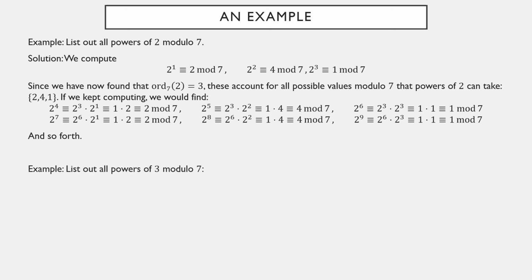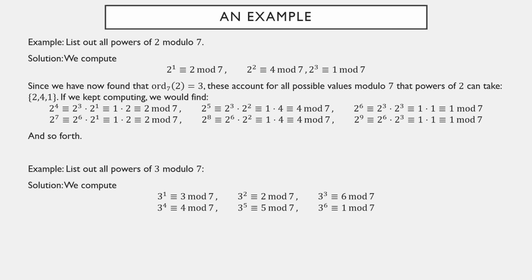Another example, let's list out all powers of 3 mod 7. 3 to the first is 3, 3 squared is 9, which is equivalent to 2. 3 cubed, I just have to take 3 squared and multiply it by 3, so 2 times 3 is 6. 3 to the 4th will be 6 times 3. That's 18, which modulo 7 is 4. 3 to the 5th will be 4 times 3.